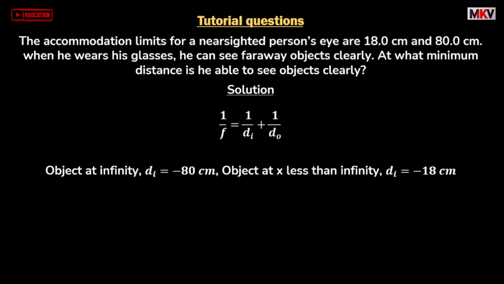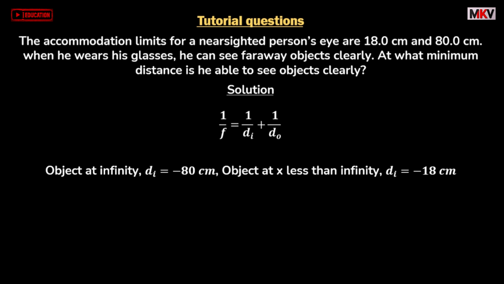So for the maximum object distance, the image is at 80 centimeters, which is at infinity, meaning the object is at infinity. And the image is formed at 80 centimeters. So we are now asked to find the object at x, which gives the image distance of 18 centimeters. Now the distances of the image are negative because for nearsighted persons, as I said earlier, we consider the divergent lens and the image distances are always negative.